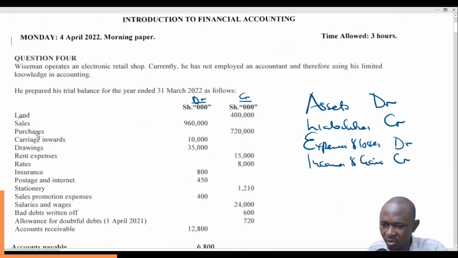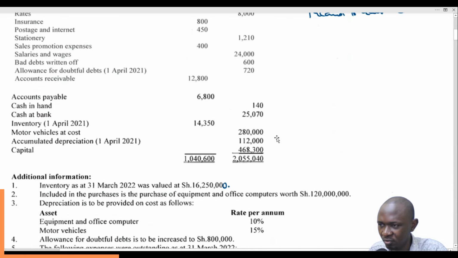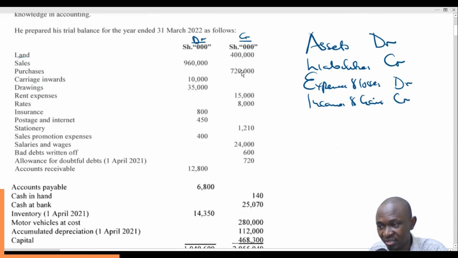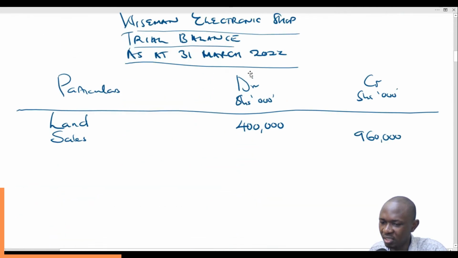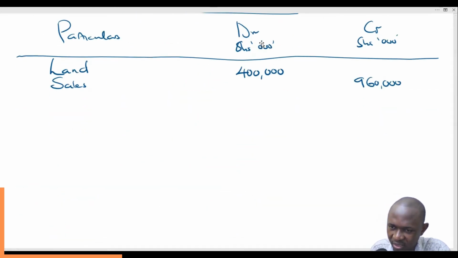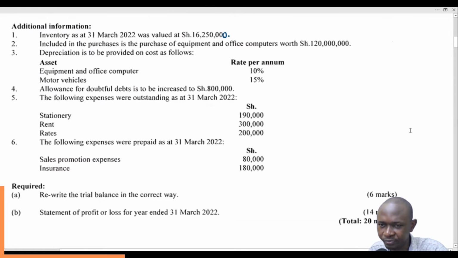Then we move to the next one, purchases. Purchases are stocks that we are bringing into the organization, so they are assets. So purchases 720,000. You can see it's on the credit side. It's not supposed to be on the credit side. These are assets. There's an increase in assets. So purchases 720,000 on the debit side, like that.